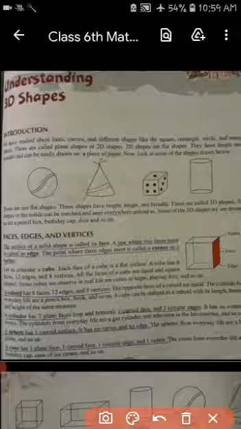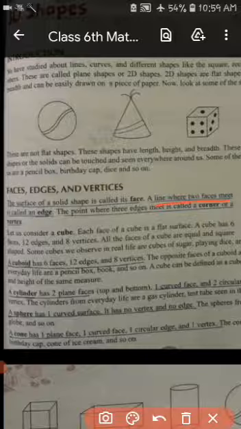Now, what are face, edge, and vertices? The surface of a solid shape is called a face. A line where two faces meet is called an edge. Now, what is a vertex? The point where three edges meet is called a corner or a vertex.